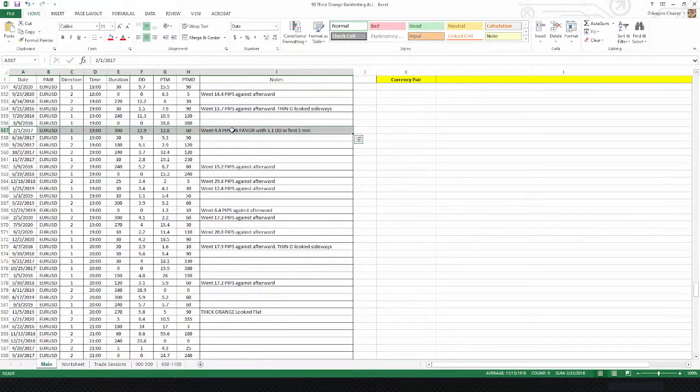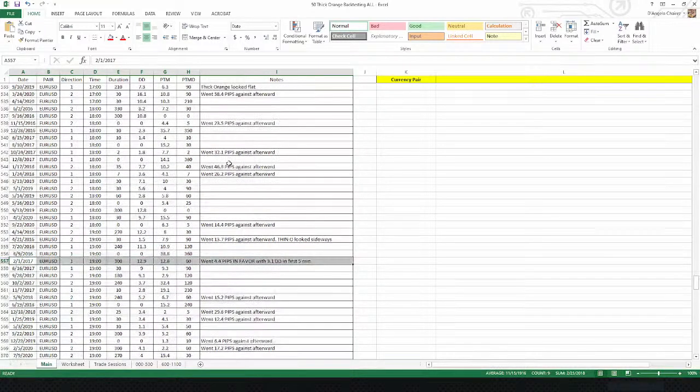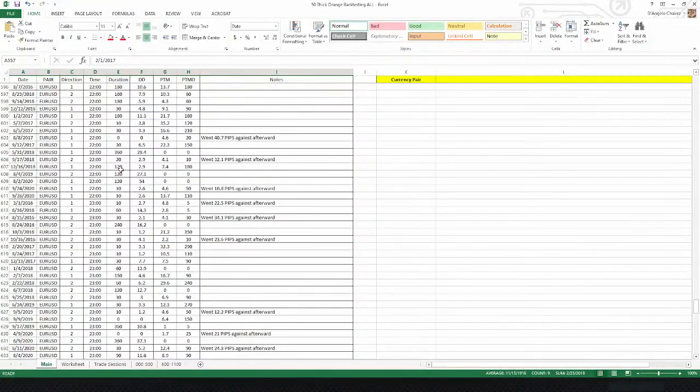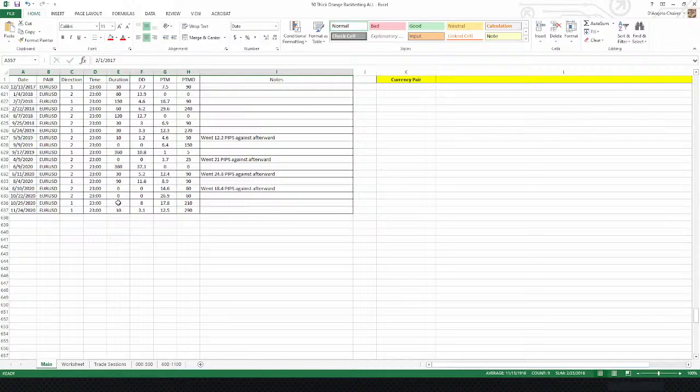We can see that, and I don't have to go back and check that because I had made that mark, right? First 5 minutes, it went 4.4. We were only looking for 4 pips. So let's look for a different one. Let's look for a more recent one.